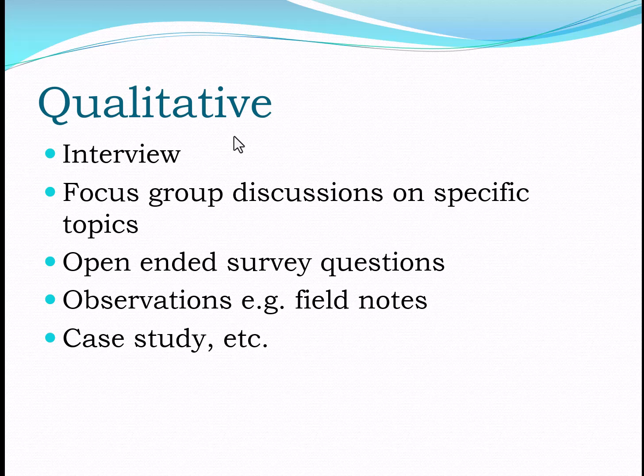What is qualitative data? These are data that are not numeric in nature. That is, they are descriptive in nature. And we have the first example on this slide, which is the interview.